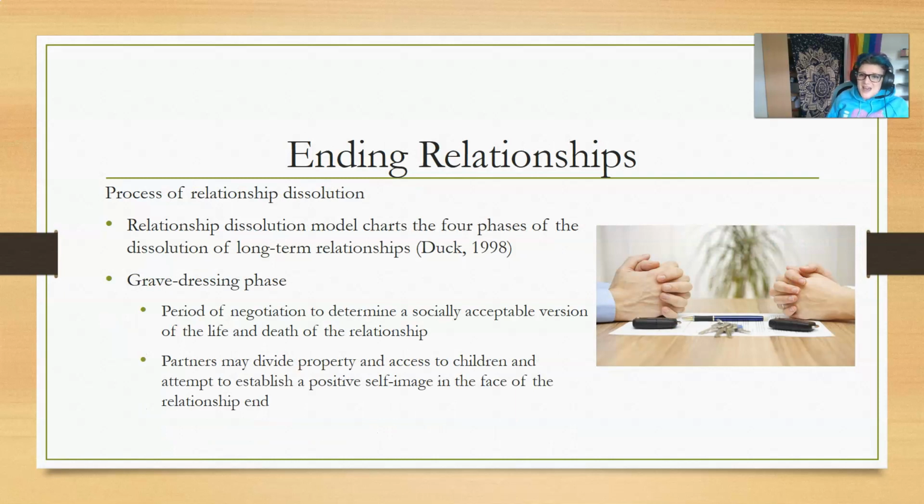The final and slightly morbid stage is the grave dressing phase. This is a period of negotiation to determine a socially acceptable version of the life and death of a relationship. So, partners may divide property, access to children, and attempt to establish a positive self-image in the face of relationship end. They will also make sure that the way that they present the relationship end to their friends makes them appear to be the most reasonable partner.